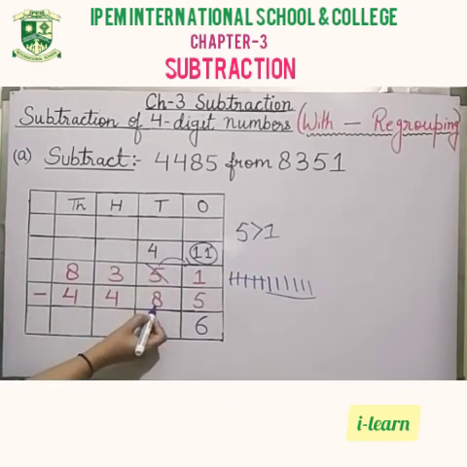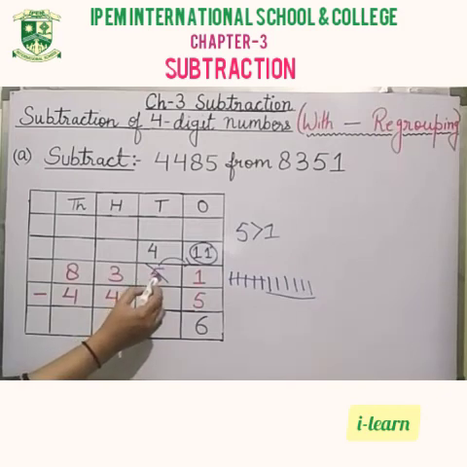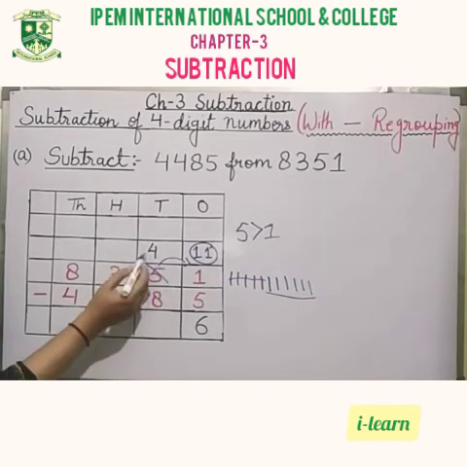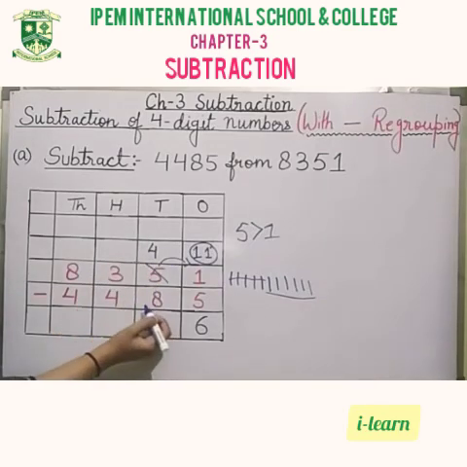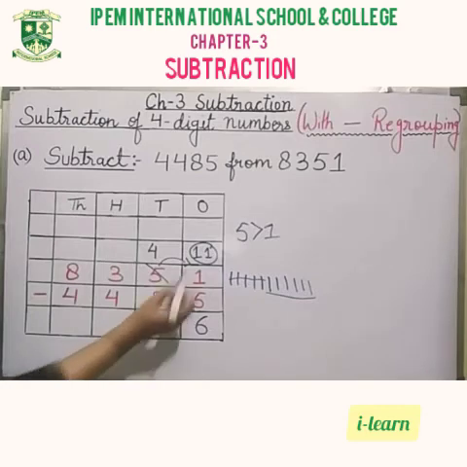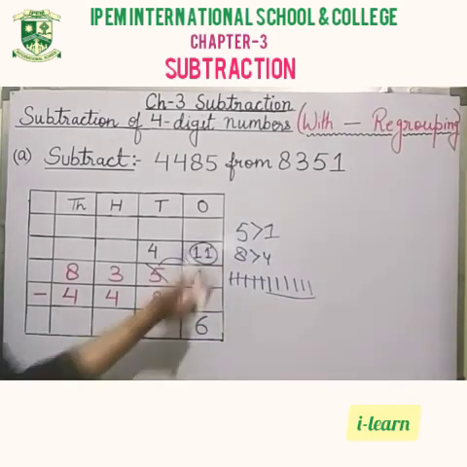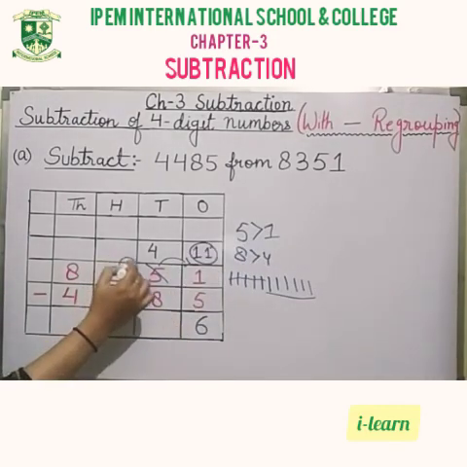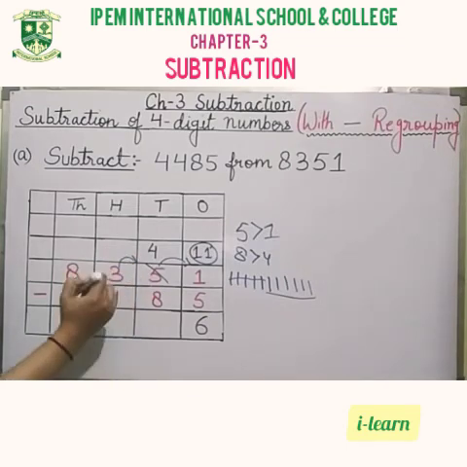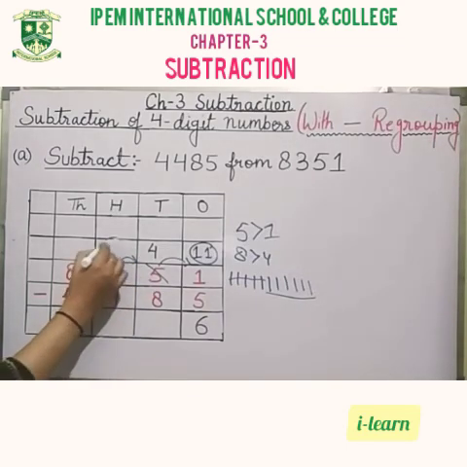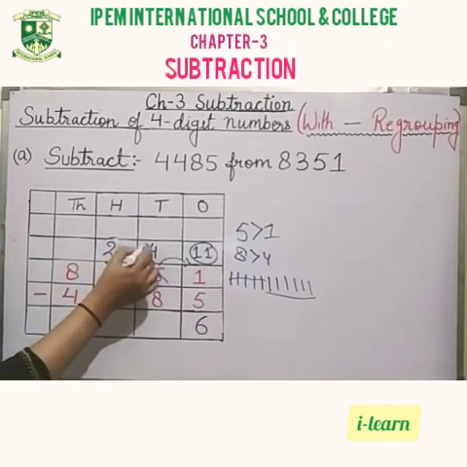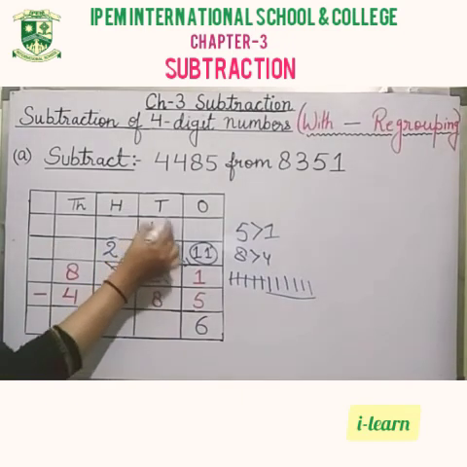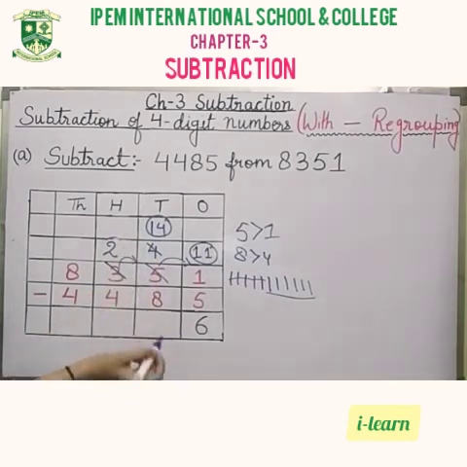Here we have to subtract 8 from 4 because after giving one number, this 5 has become what? This has become 4. Again, this 8 is greater than 4. So what we have to do? We will borrow one number from this previous number, that is from 3. So this 3 will become 2 and this 4 will become what? This will become 14. So 14 minus 8 is equal to 6.